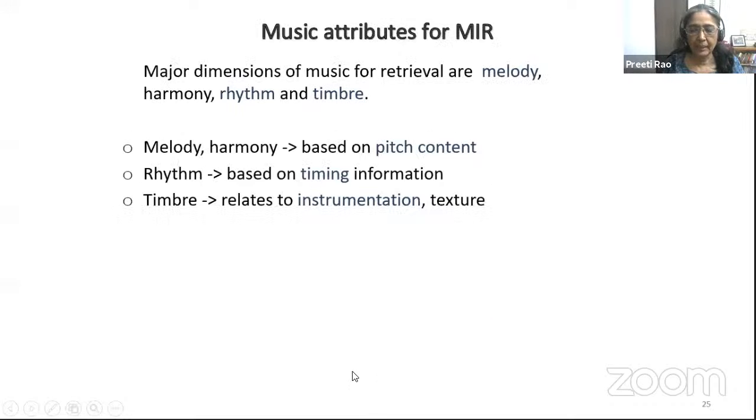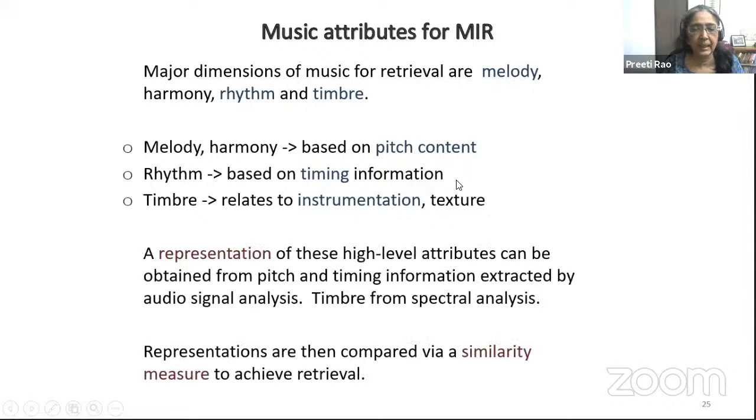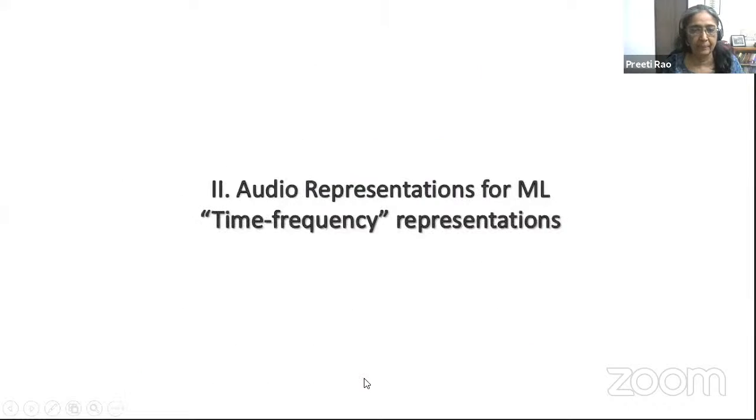Okay, so we are ready to talk about these high-level attributes. The melody and harmony come from the pitch content. The rhythm is the timing information, about where the notes occur in time. The timbre relates to the instrumentation. So we have now a kind of a connection between these high-level musical attributes and the low-level properties. So we can use analysis of various types to obtain these high-level attributes, and then hopefully come up with a similarity measure to compare them.